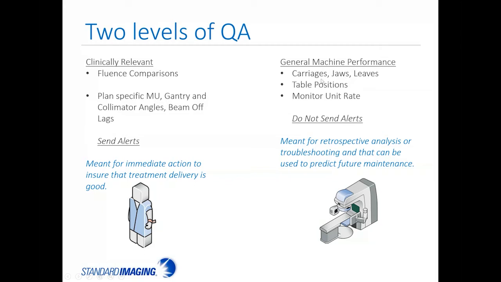You can look retrospectively and review your carriage, jaws, leaves, table positions, monitor units, and just use that to predict future maintenance requirements. This sort of workflow does not generate any automatic alerts.